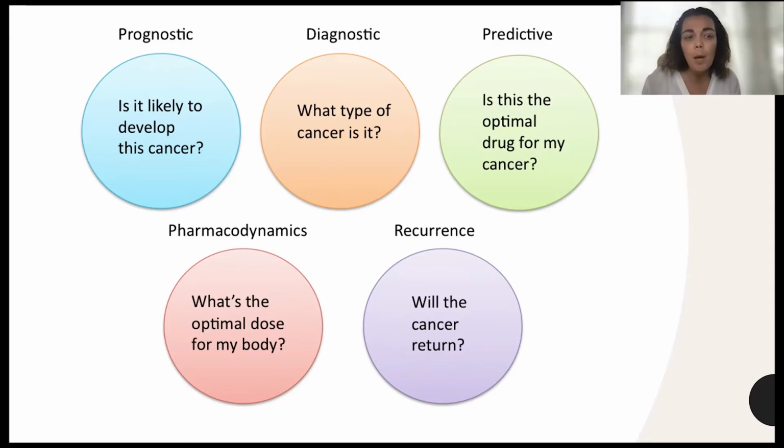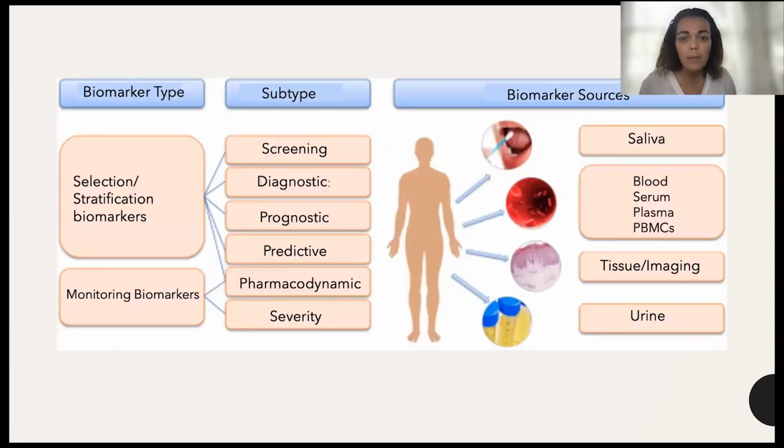We also have other biomarkers that are pharmacodynamic in nature, and they measure what potentially might be the optimal dose of a drug for a given person, and then also to potentially determine if a cancer will recur or not. Ideally, biomarkers can be assayed in non-invasive ways, like in blood or serum, but not always.